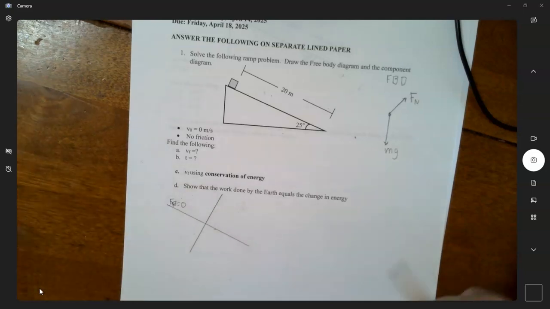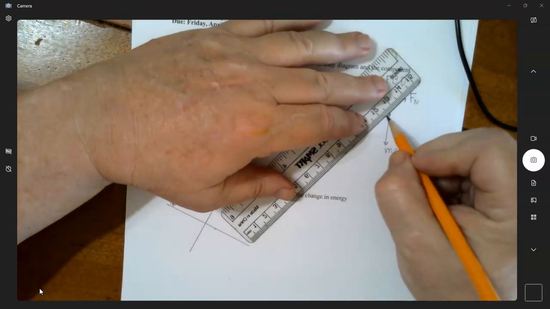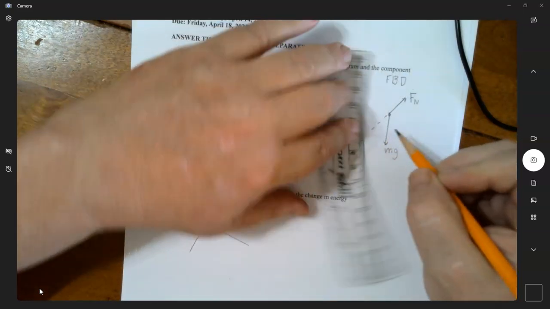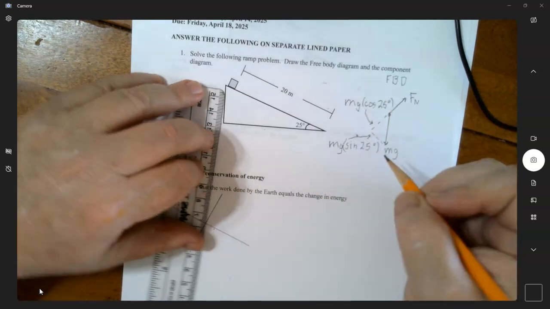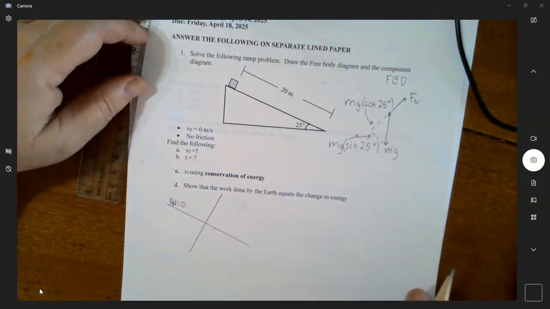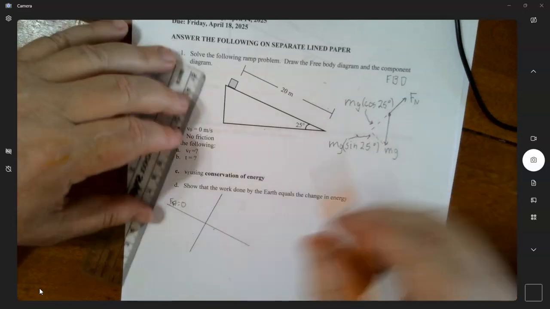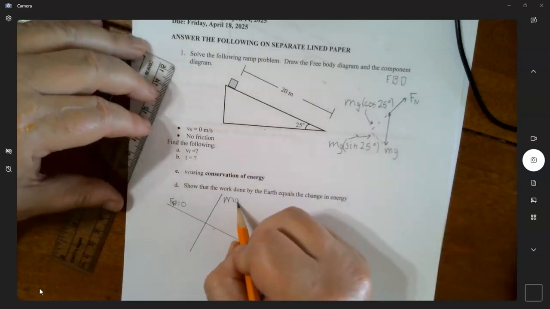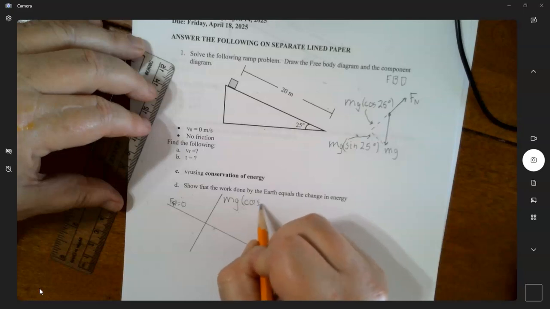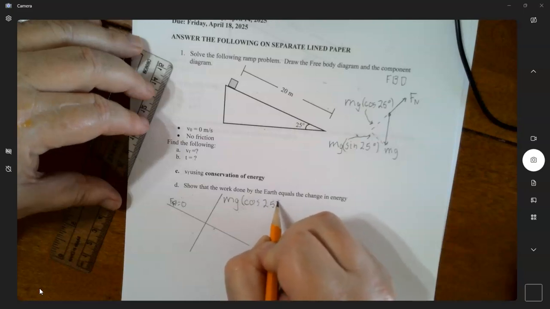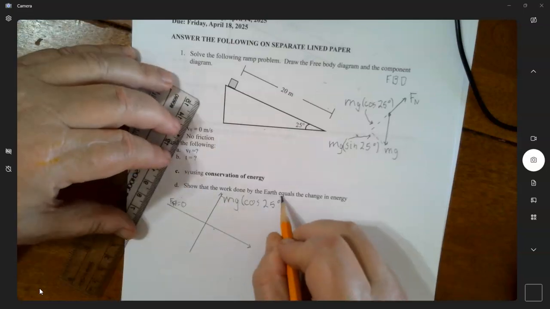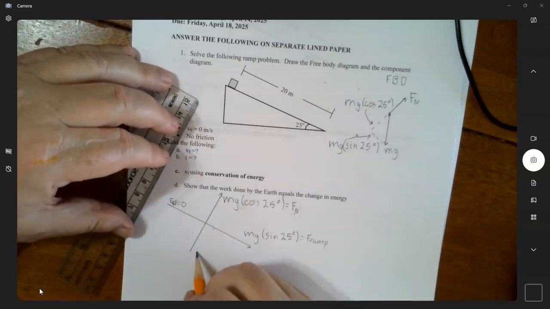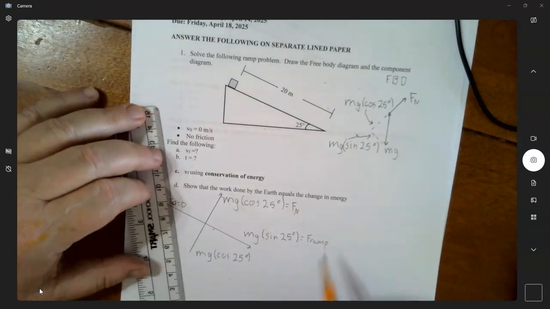Now we can come up here and do the dashed lines as we've always done them. They're always exactly the same. We have an angle of 25. So there are the two components. This one's going to be the normal force. This one is going to be the ramp force.